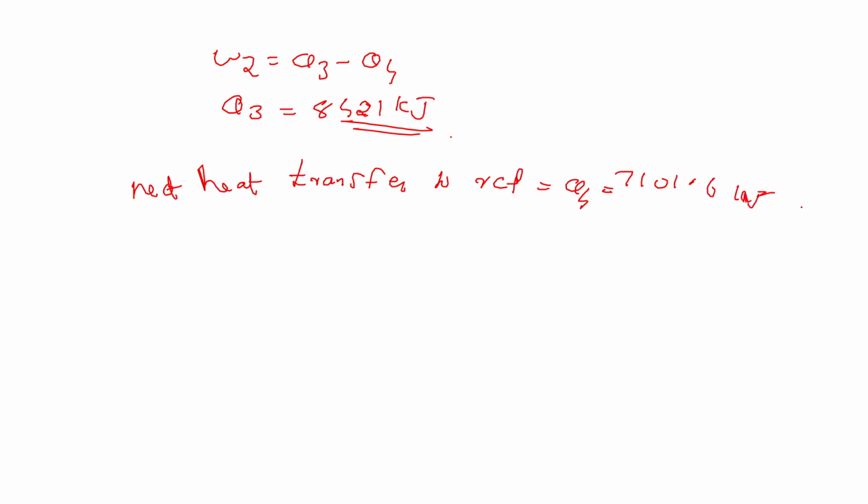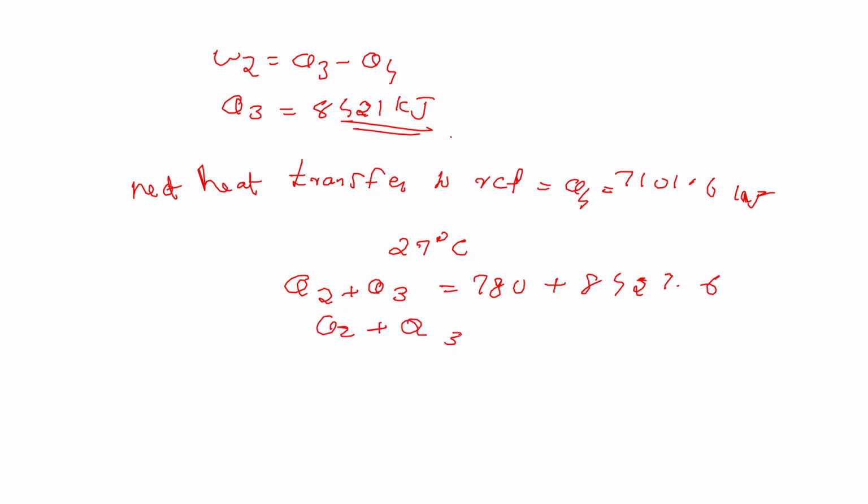7101.6 kilojoule. Net heat transfer to the 27 degrees Celsius, how much will it be? Q2 plus Q3, that is equal to 780 plus 8421.6. So Q2 plus Q3, you will get the value 9201.6 kilojoule. So this will be the answer.